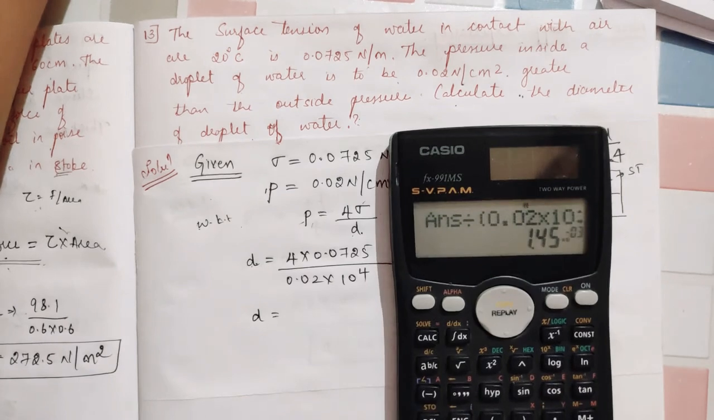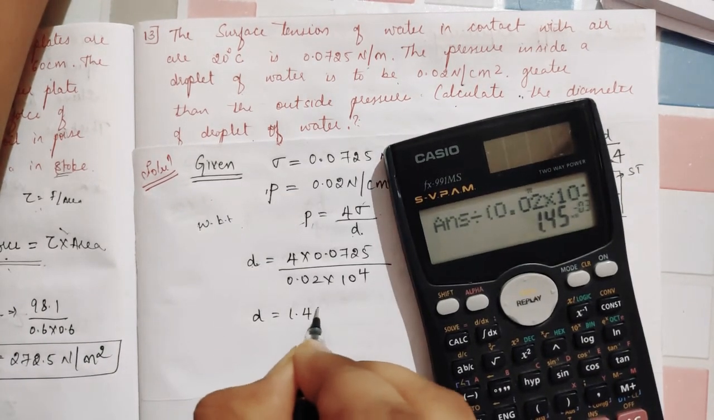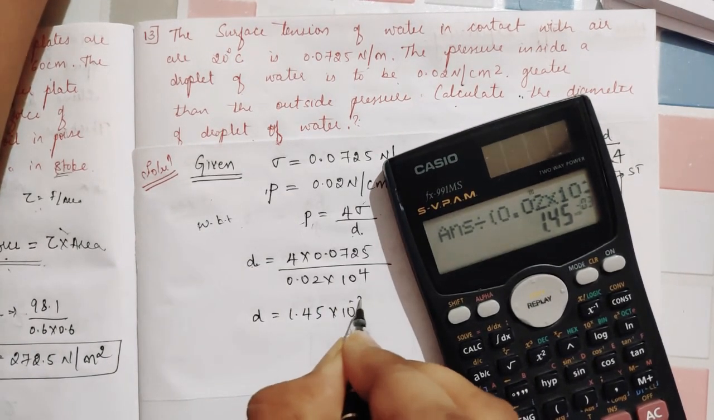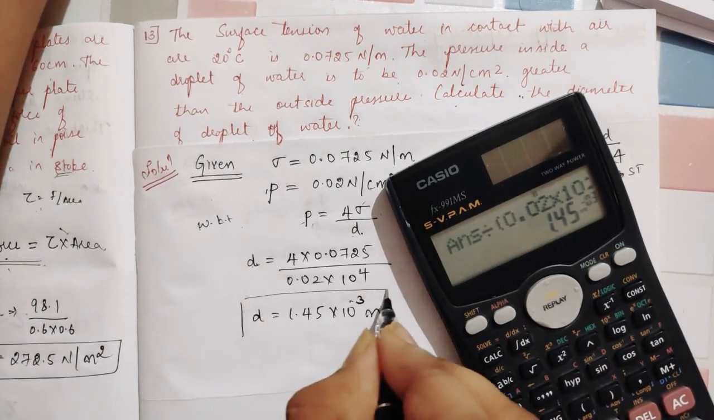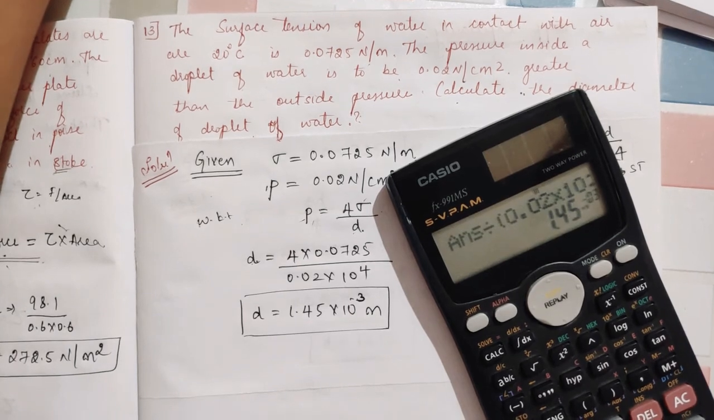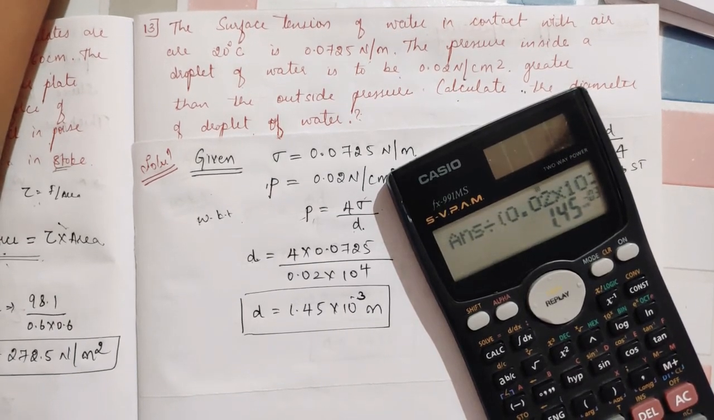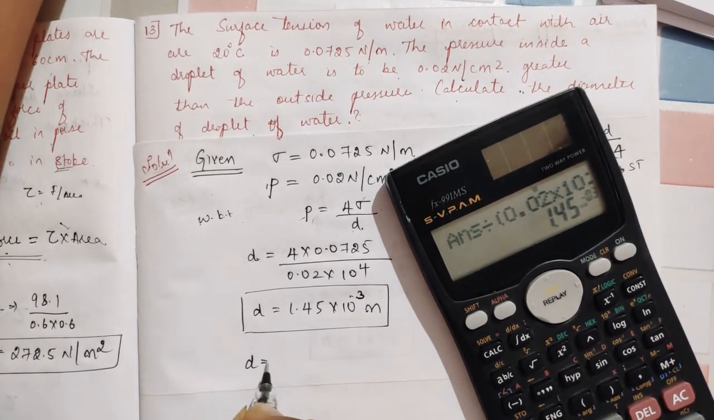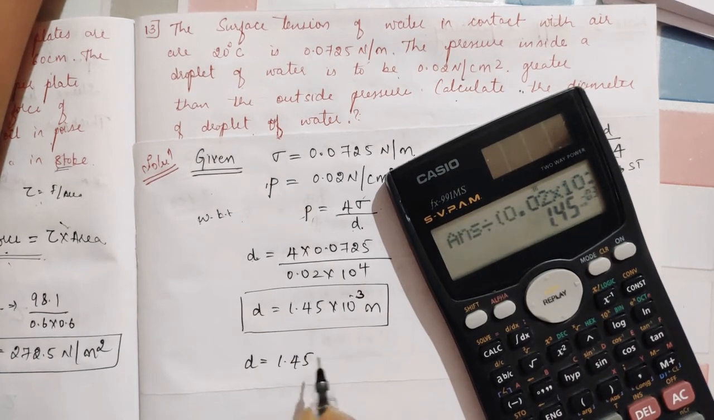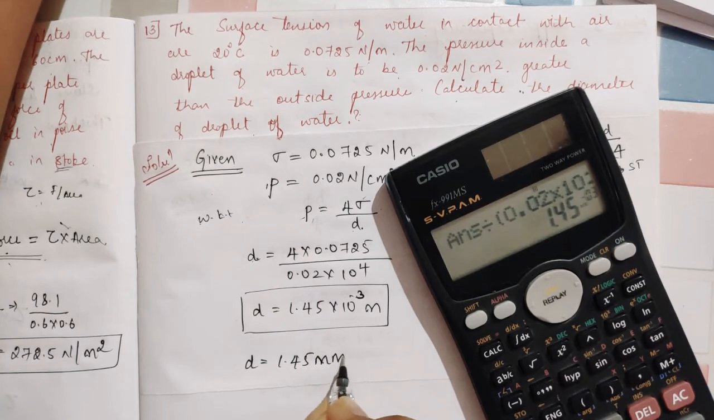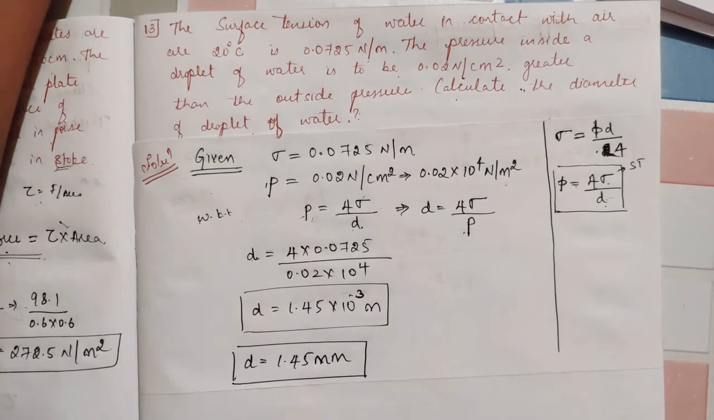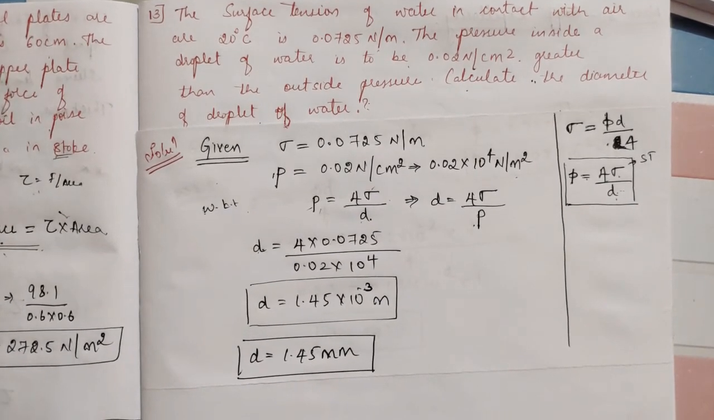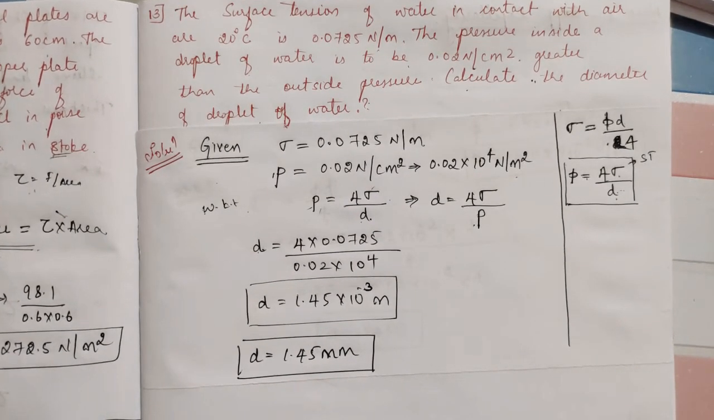The value of D will be 1.45 into 10 power minus 3. It will be in meter. Or you can also say that the diameter of the droplet is equal to 1.45 mm. So this is how we do the problem whenever a problem on surface tension is given.